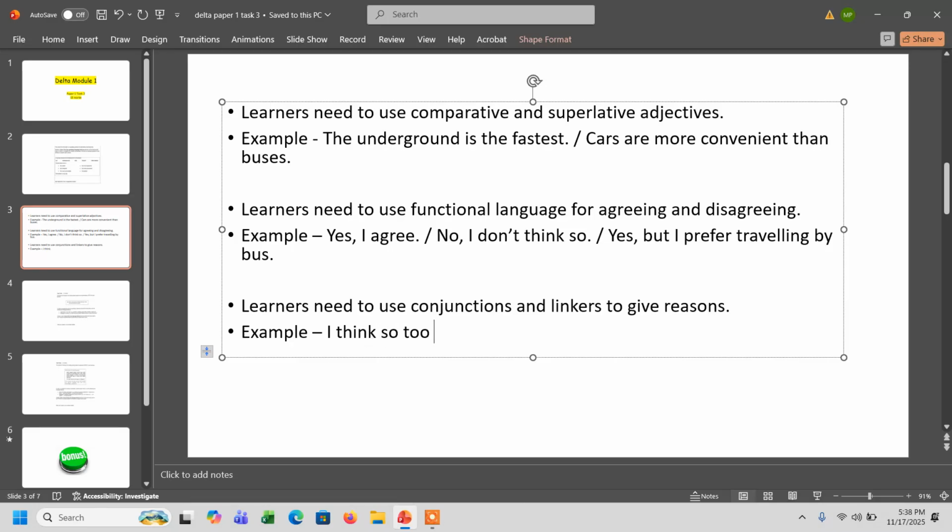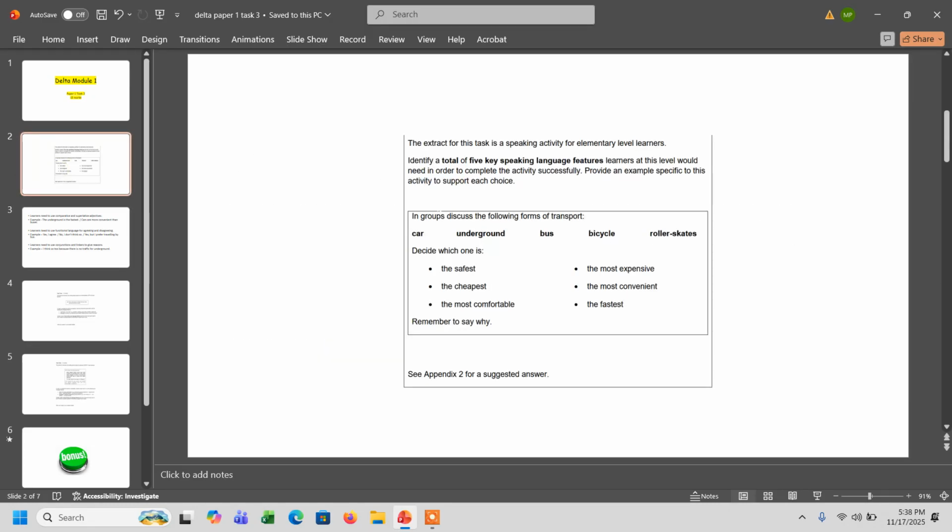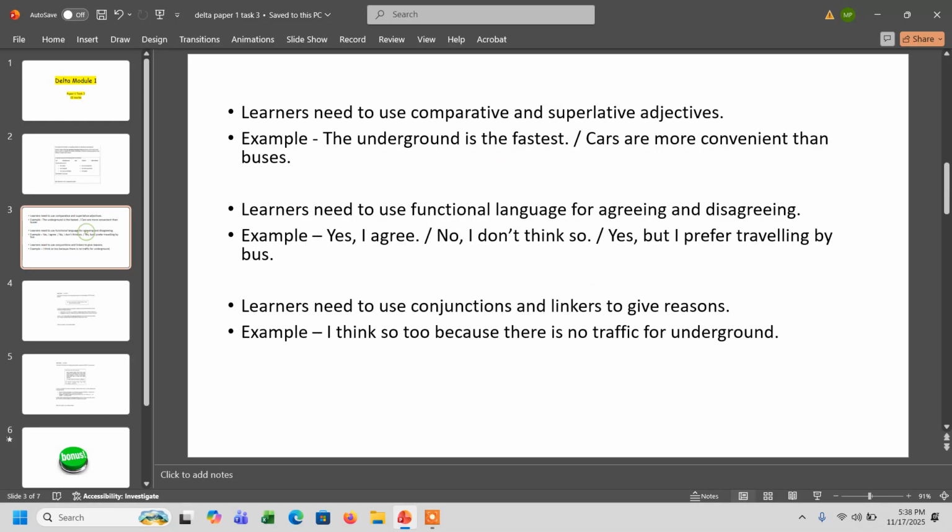I think so too, because there is no traffic for underground. Or maybe when it comes to weight, they are the elementary level, so they may not know to use "when it comes to." So make your answer like elementary level, okay? Not as a teacher. Make your language like the given learner's level. So this is the elementary learner level.